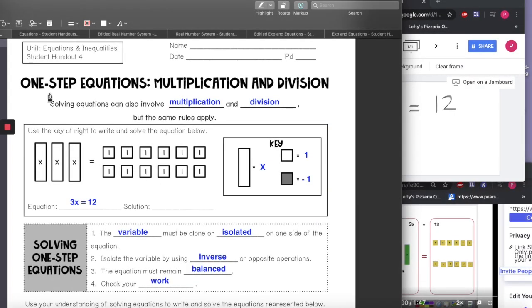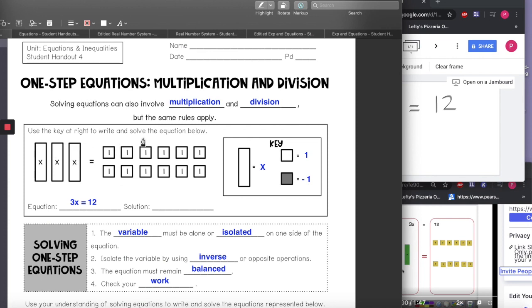Hello everybody, we have one-step equations with multiplication and division. So, we're solving equations. Solving equations can also involve multiplication and division, but the same rules apply. We're always going to start with the side with the variable, and we need to use the opposite operation of what's being done. So let's take a look at this equation right here.